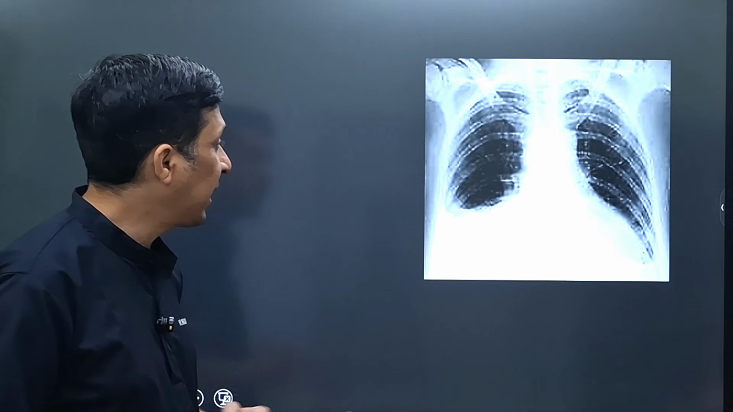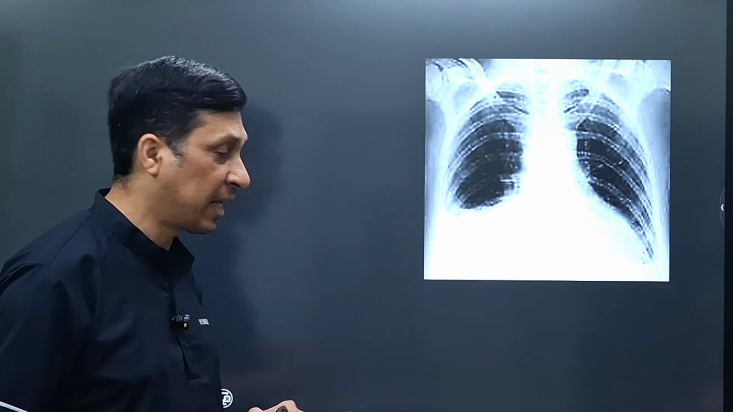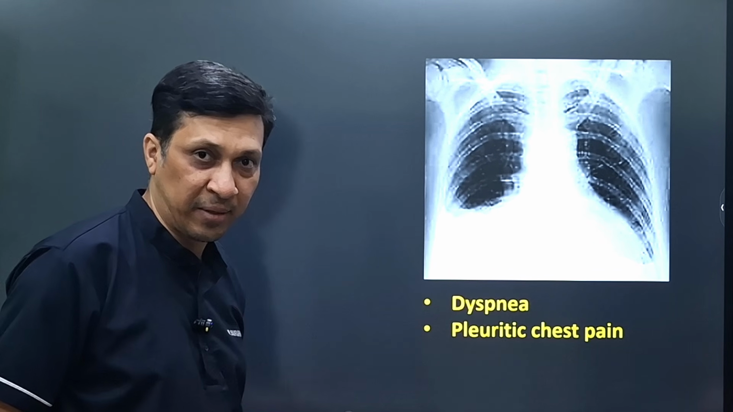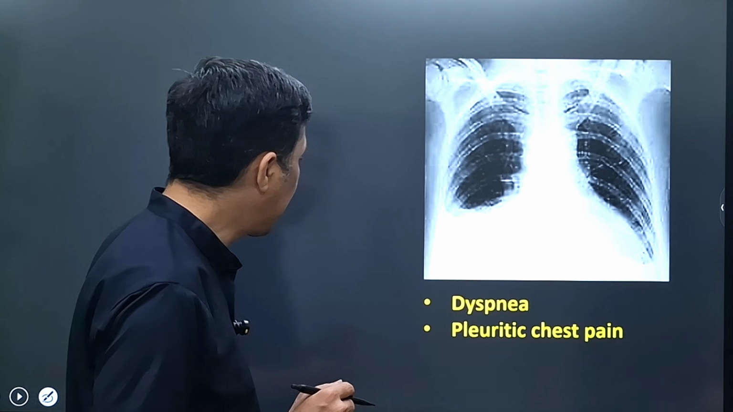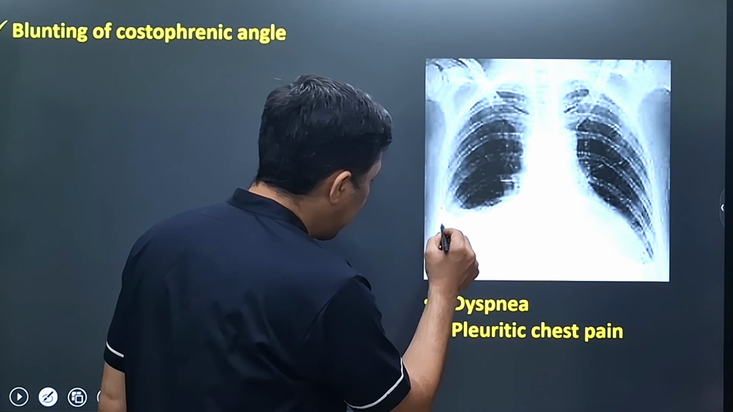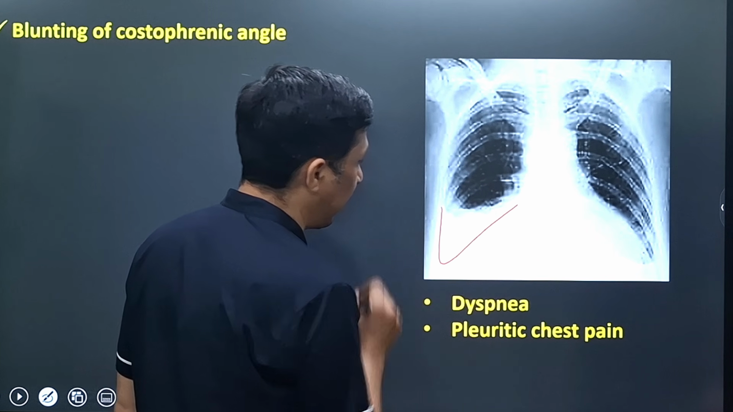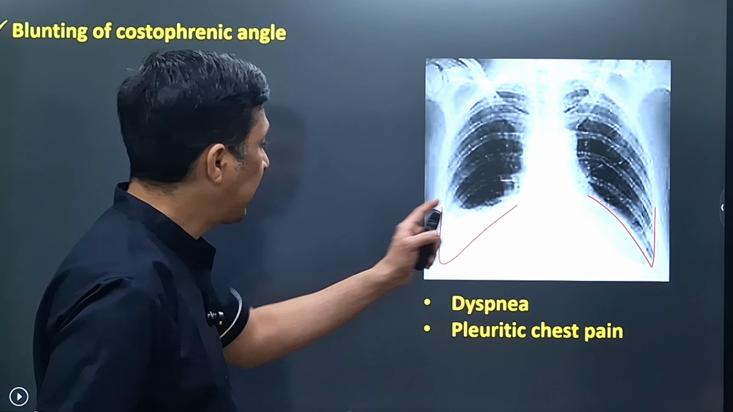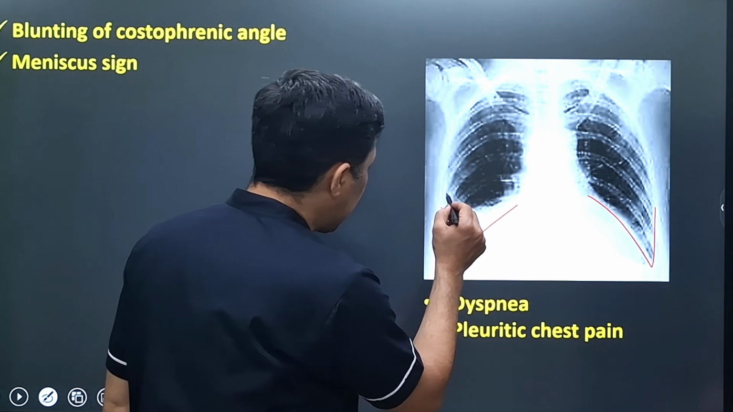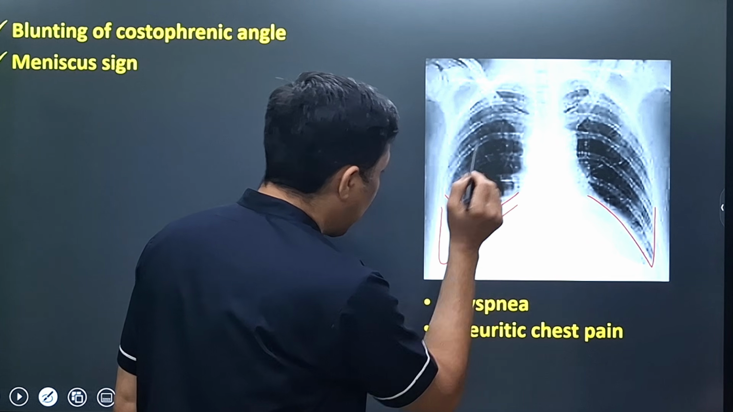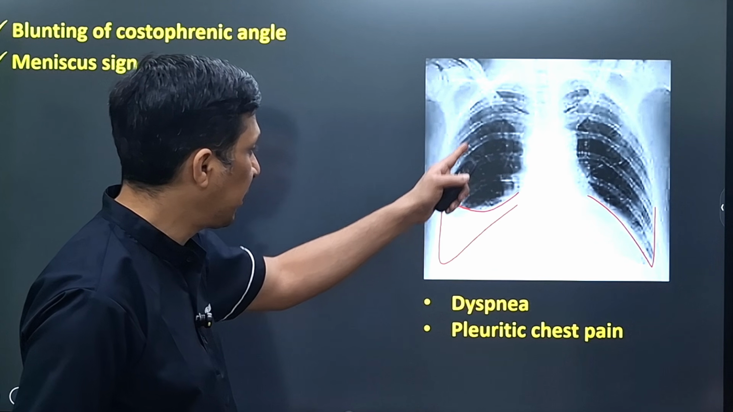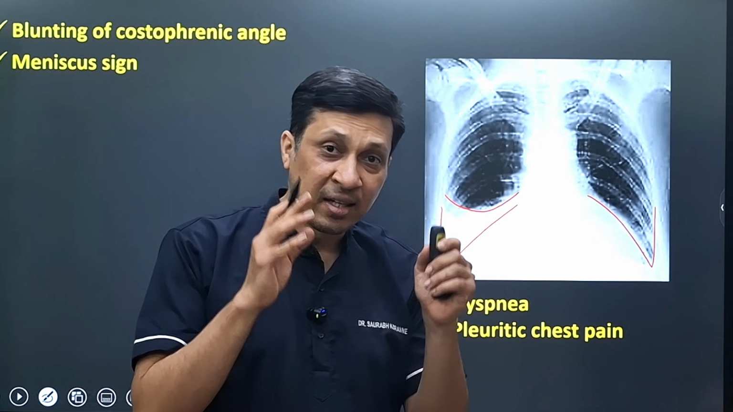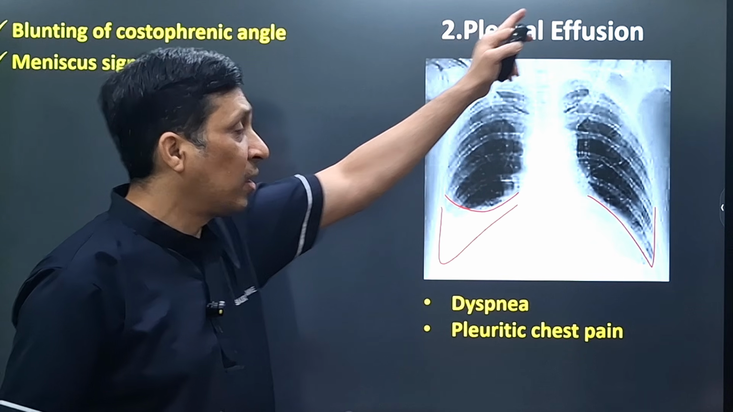Now the second X-ray in our list is this, and this is the X-ray chest of a patient who comes with dyspnea and pleuritic chest pain. Now the findings here are like this. You can see here on the right side the costophrenic angle is obliterated, while on the left side it is very sharp. And on the right side you will also see a meniscus sign, a concave shaped meniscus sign that differentiates between the air on the upper side and fluid on the lower side. And this is the typical X-ray of pleural effusion.